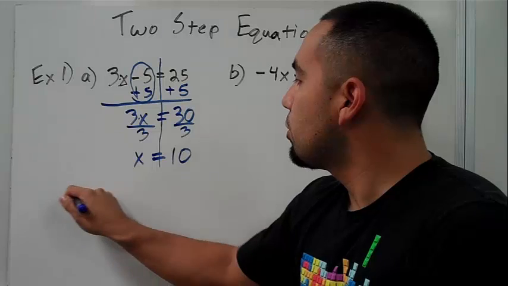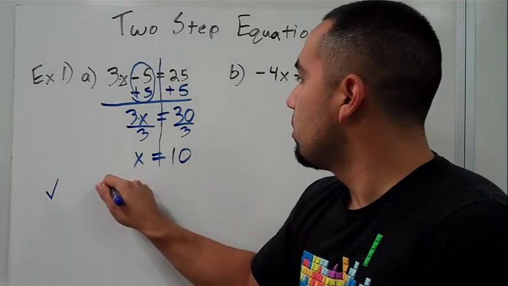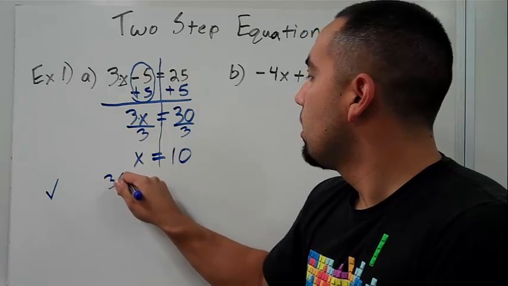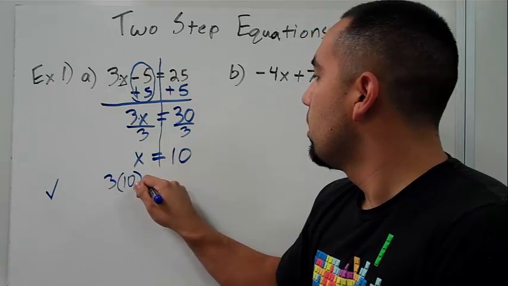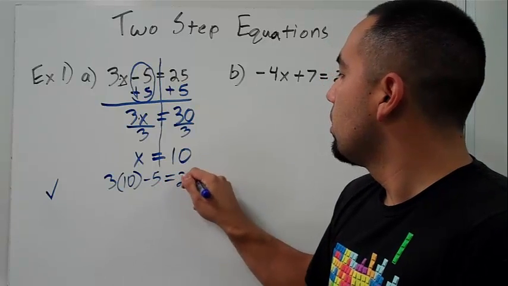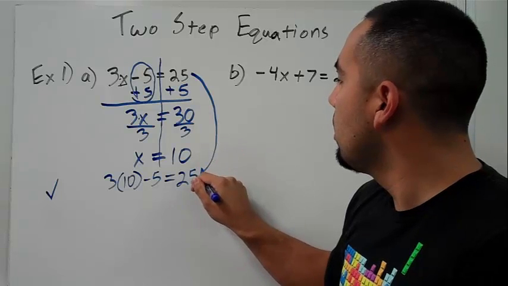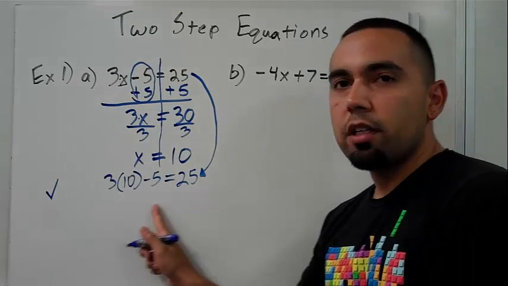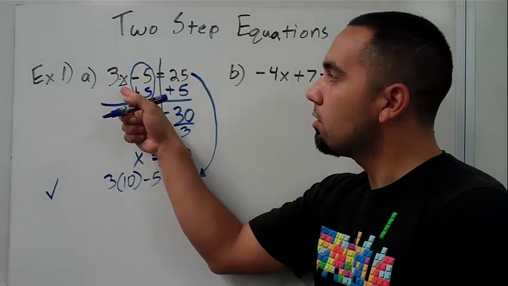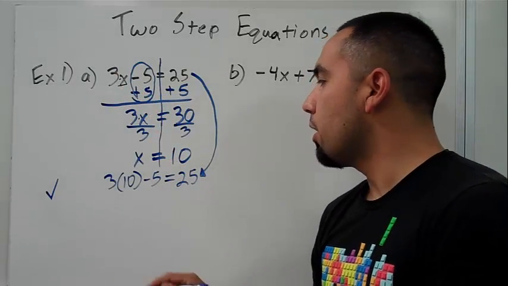What I'm going to do is I'm going to check my work. This is my check. I'm going to do 3 times 10 minus 5 equals 25. So if you can see what I did here is I just took this equation and I rewrote it down here, but instead of writing x, I wrote what we believe x equals. And this is how we check our work.